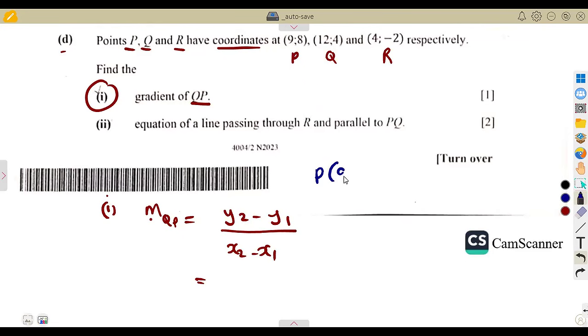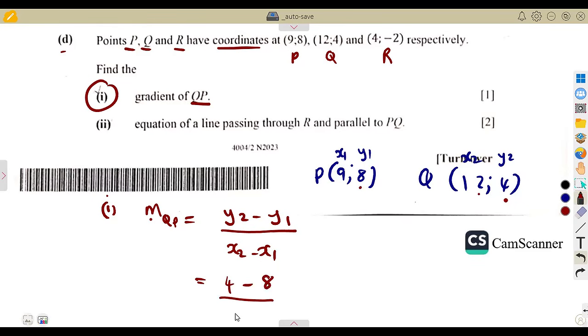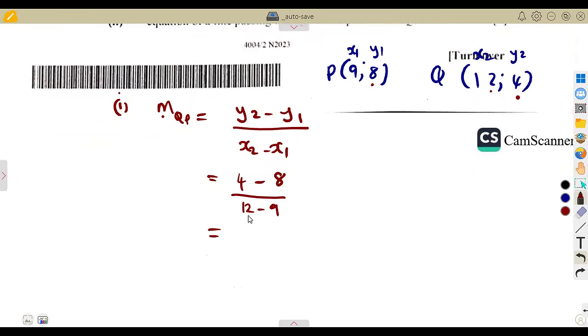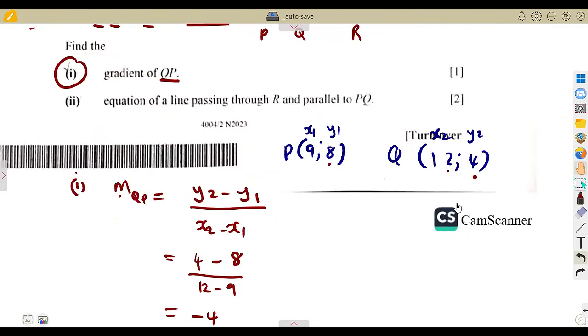That's your point P, 9,8, Q, which is 12,4. So that's just going to name X1, Y1, X2, Y2. So let's substitute Y2, that's 4, minus Y1, which is 8, over X2, which is 12, minus X1, which is 9. In paper 2, this is enough for you to write the answer. This is paper 2, guys. Minus 4 over 3. So that's the gradient of the line PQ or QP.